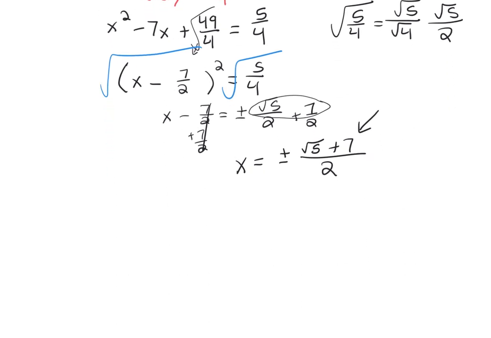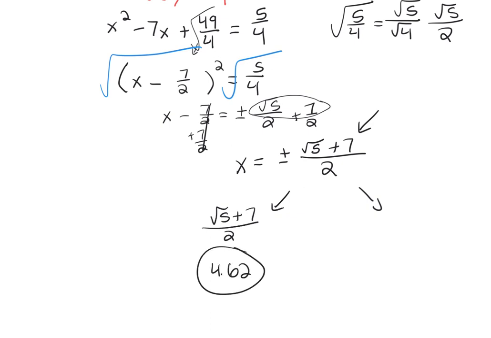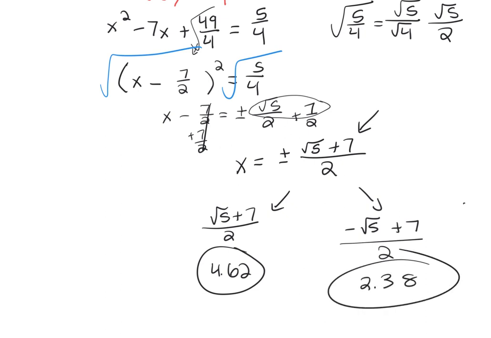But like I said, we're going to evaluate this and practice rounding for another method here. So square root of 5 plus 7 divided by 2 equals 4.62. And negative square root of 5 plus 7 divided by 2 is equal to 2.38. Okay, so there is a full lesson on solving quadratics by completing the square. Good luck.